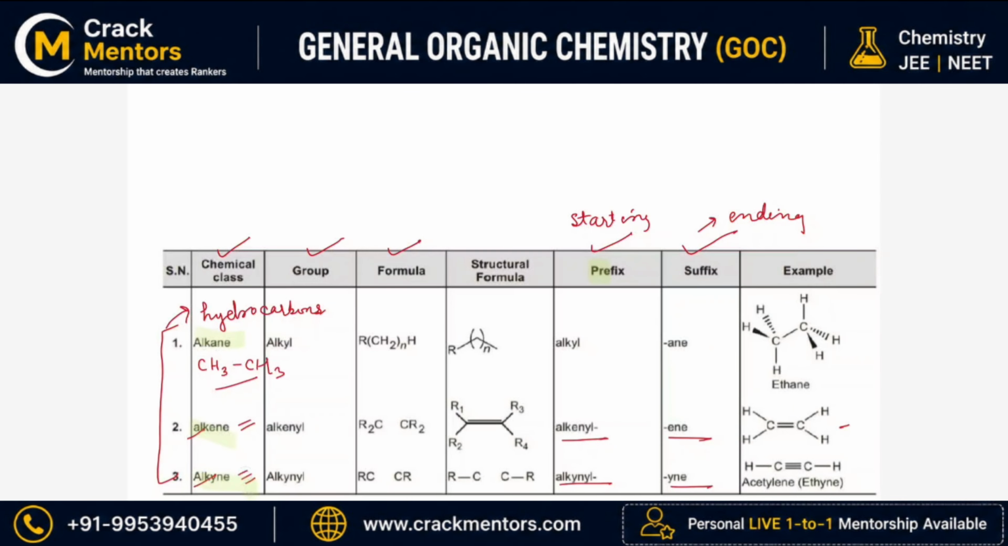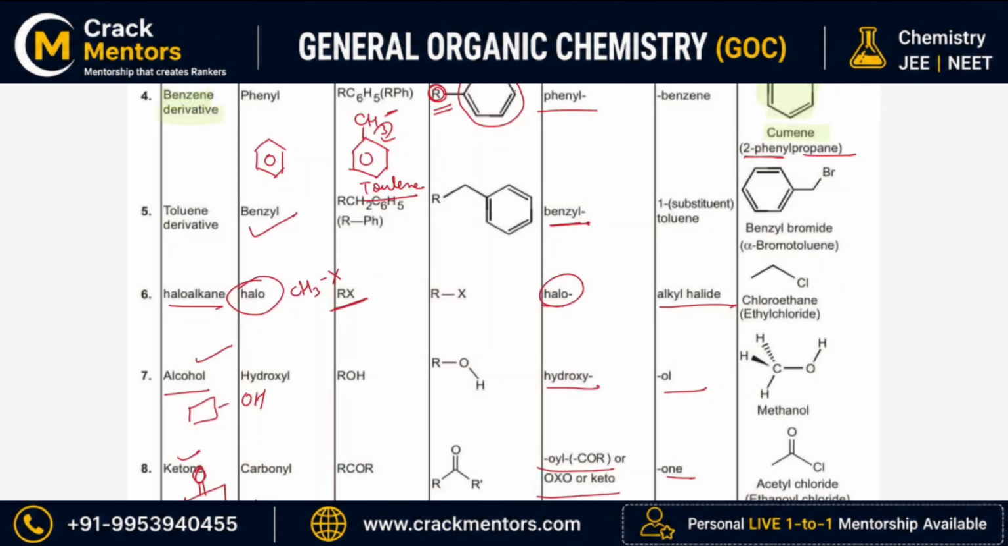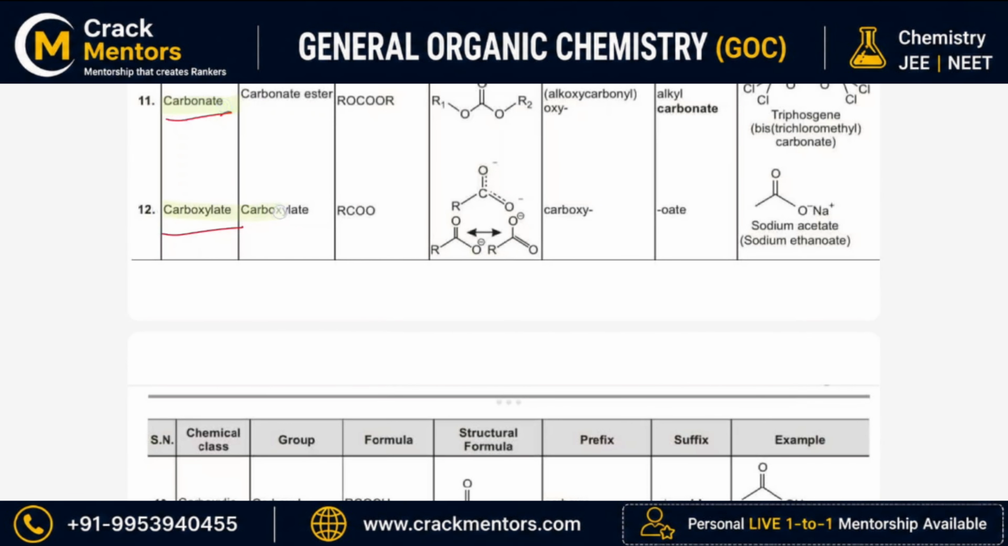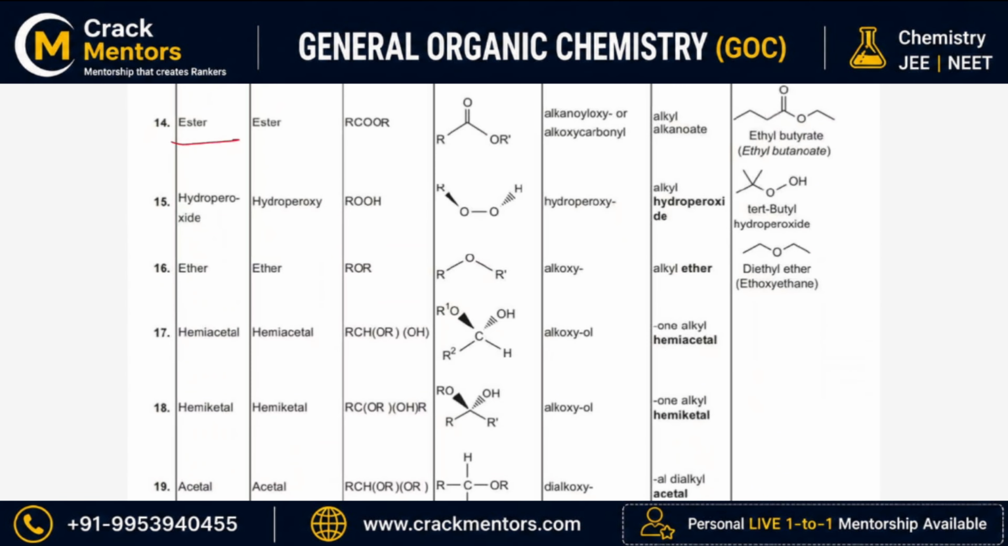Alkane, alkene and alkyne are very important. Okay. Then benzene derivative is very important. Toluene derivative is important. Haloalkane, alcohol, ketone, aldehyde, acyl halide. Ultra important. Carbonate, carboxylate, carboxylic acid. Carboxylic acid is the king of functional groups. Okay. Ester is ultra important. Then ether.